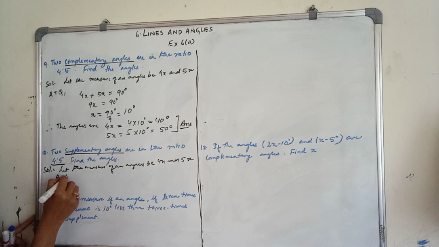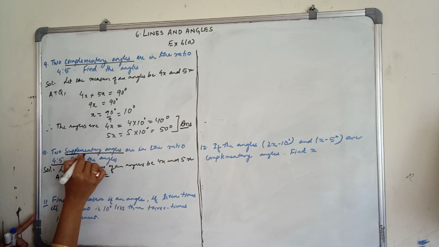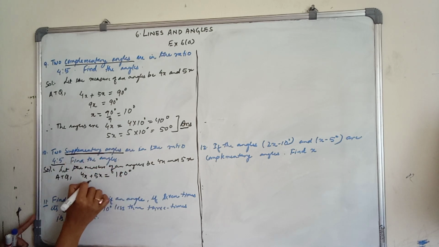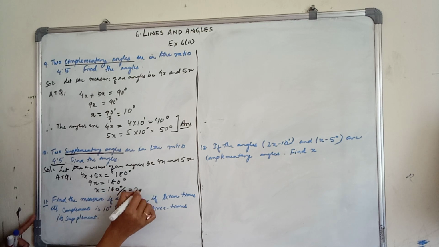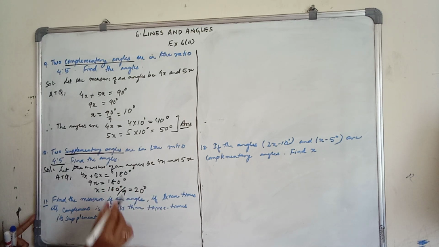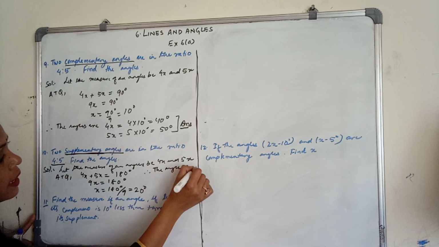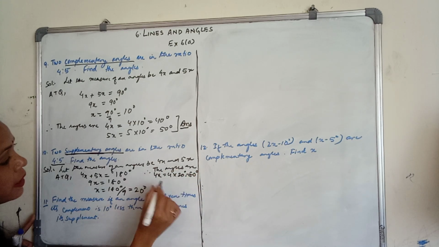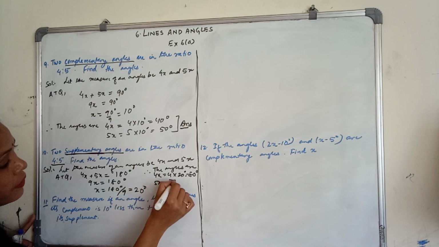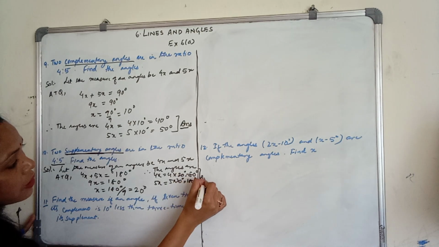So according to the question, 4x plus 5x equal to supplementary. So this is 180 degree. So 9x is equal to 180 degree. So x equal to 180 degree divided by 9. So this is 20 degree. Now therefore the angles are 4x. So 4 into 20 degree, it is equal to 80 degree. Then 5x, this is 5 into 20 degree. So this is 100 degree. So 80 and 100 degree is your answer.